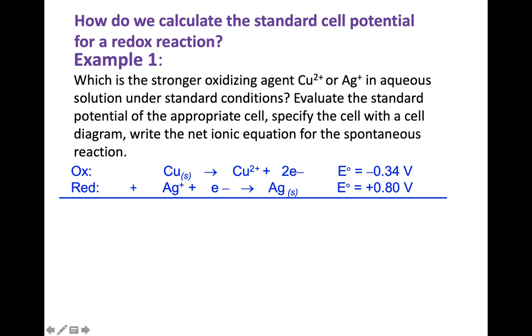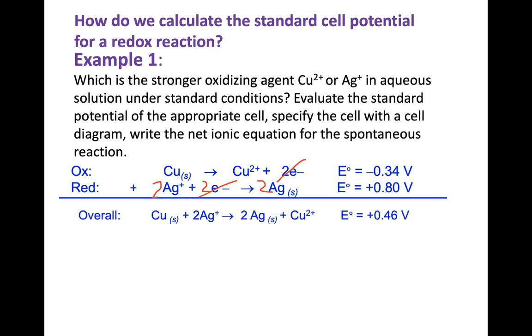Note that we're going to have to multiply this reaction by 2 so that my electrons cancel out. And also, when I multiply this half reaction by 2, I do not multiply the cell potential. Remember that cell potential is not dependent on how many multiples we have. So we can add this up. We get the overall reaction, copper being oxidized, silver being reduced, and we get a positive cell potential.